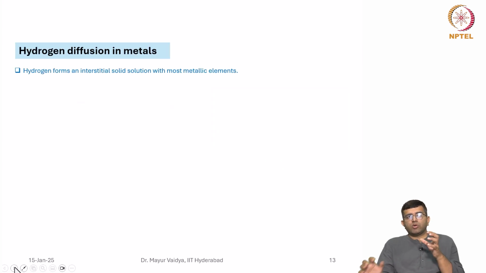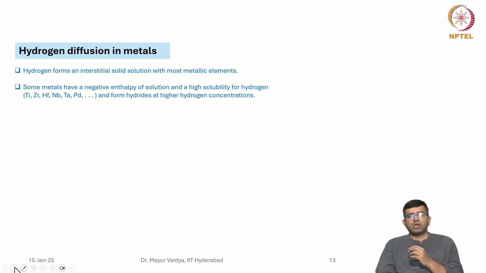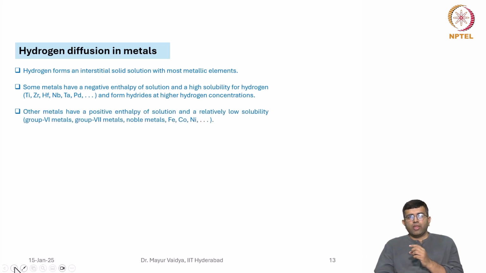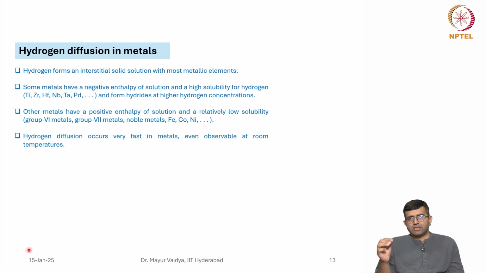Then about hydrogen diffusion in metals. Hydrogen forms an interstitial solid solution with most of the metallic elements. Some metals have a negative enthalpy of solution and high solubility for hydrogen. These form hydrides at higher hydrogen concentrations. Some of the metals have positive enthalpy of solution and relatively low solubility, like iron, cobalt, nickel, etc. As you may expect, hydrogen diffusion occurs very fast in metals, which is even observable at room temperatures.